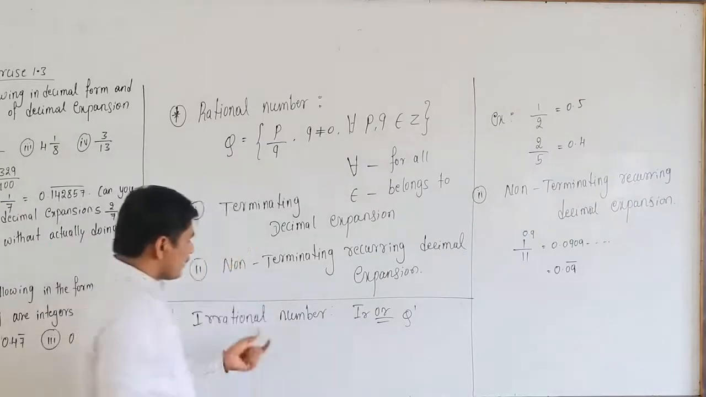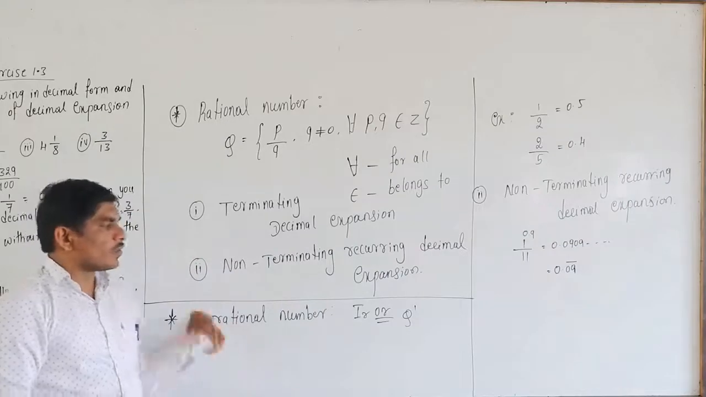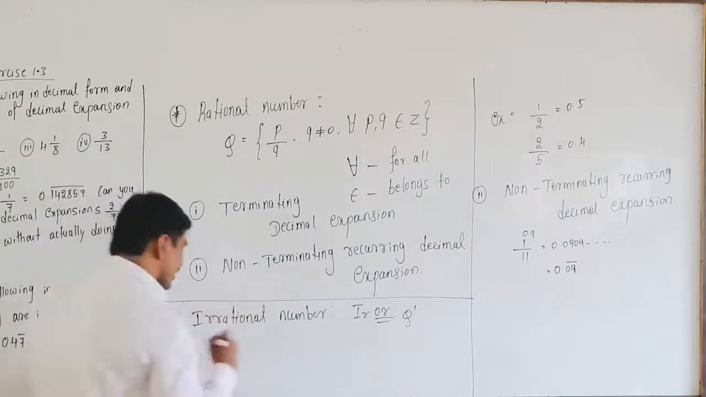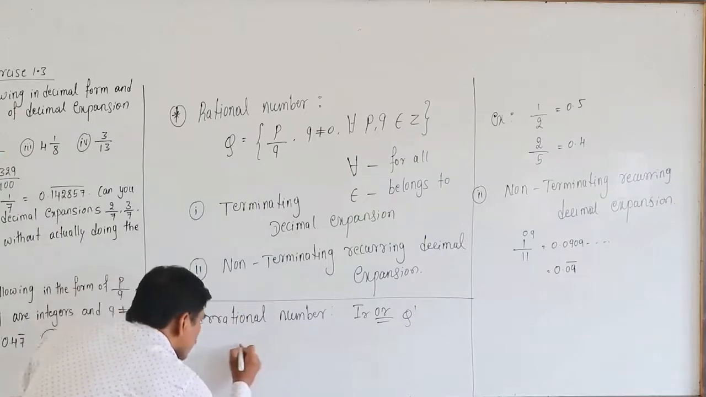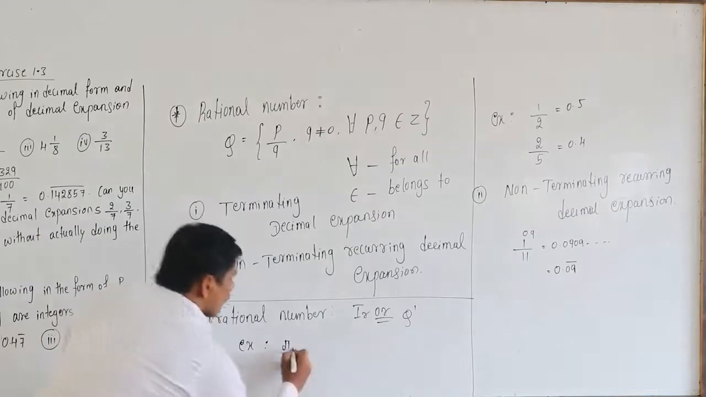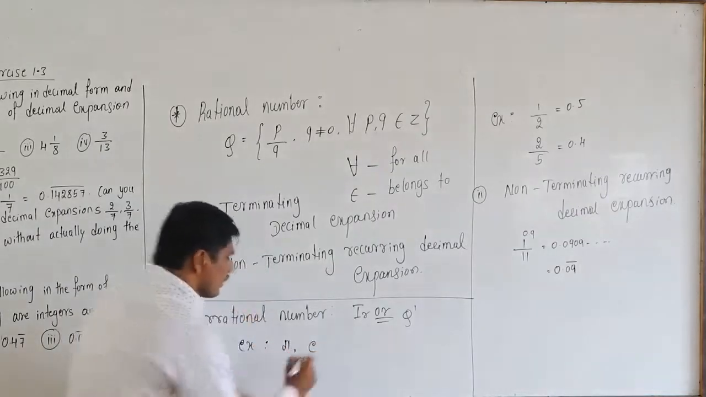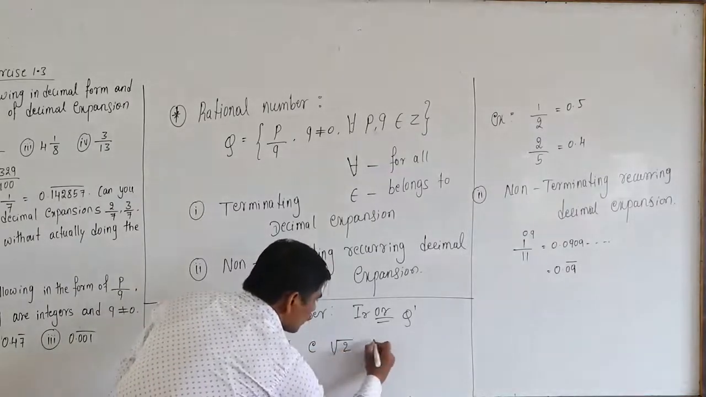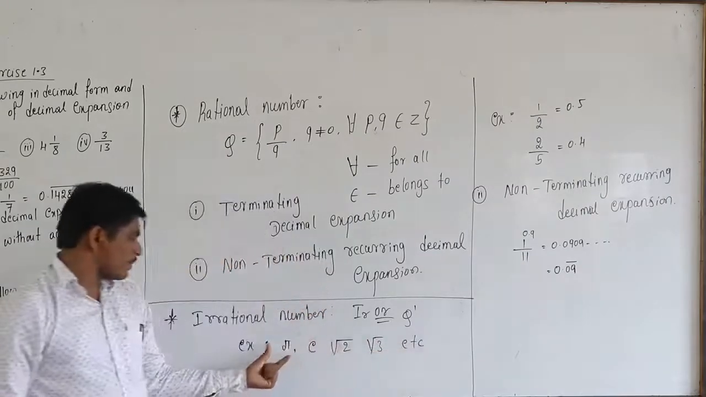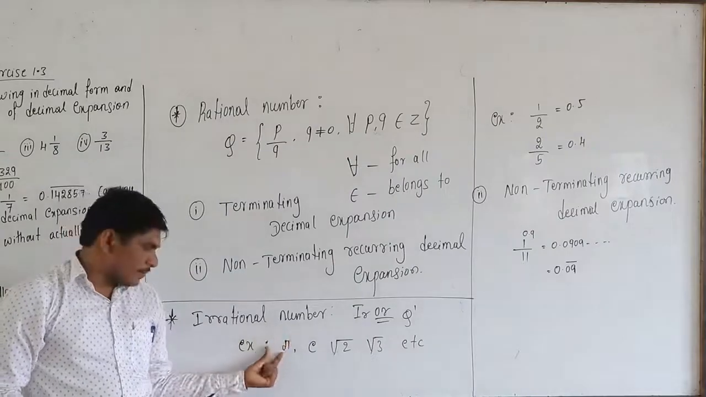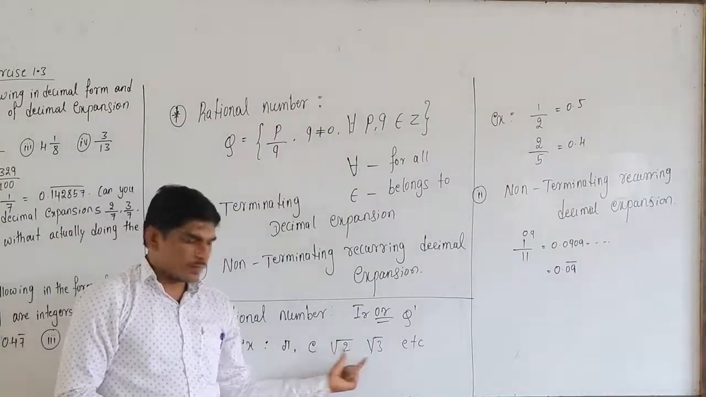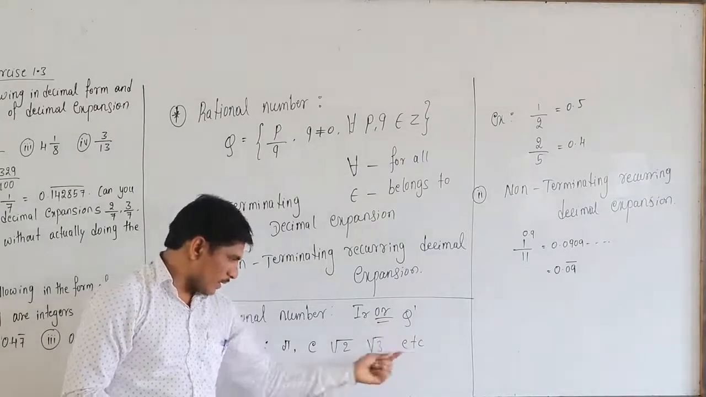Now, for irrational numbers, one more kind of decimal expansion is also formed. For example, the irrational numbers are pi, e meaning the exponent value, root 2, root 3 and so on, etc.